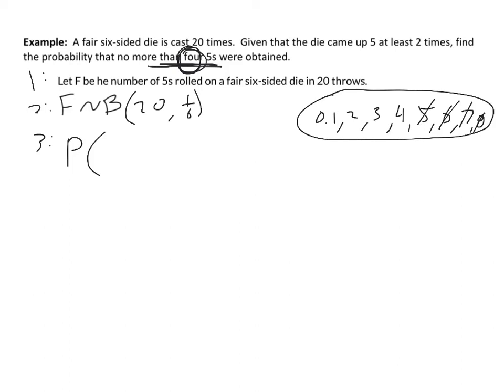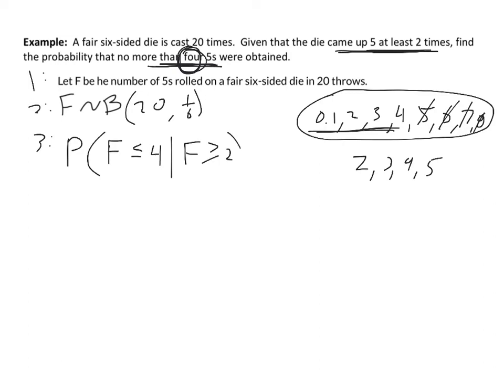So no more than 4 5s means this. They want the probability that my number of 5s is less than or equal to 4, given that the die came up 5 at least 2 times. At least 2 times means 2 or 3 or 4. So that means given that f was greater than or equal to 2. Now I've got an expression. All of this stuff that you're writing is partial credit, so even if you mess up the rest, if you're able to do this, you're going to get points on the problem.